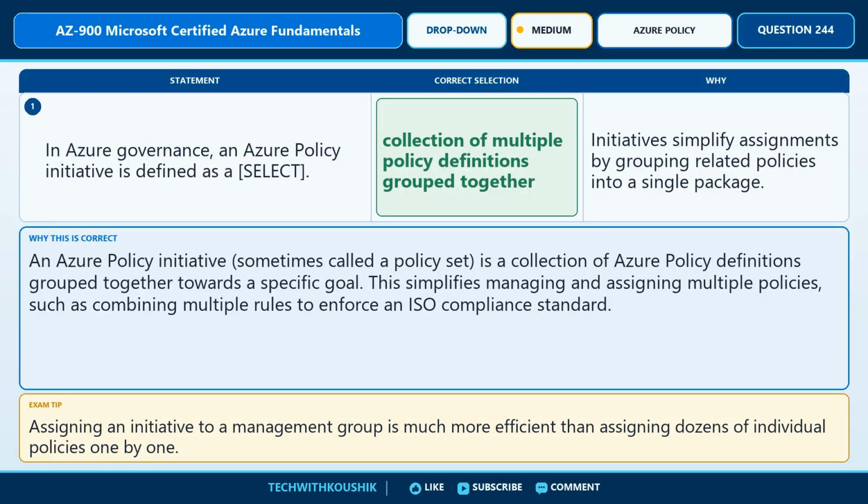The answer for statement 1 is collection of multiple policy definitions grouped together. Initiatives simplify assignments by grouping related policies into a single package. Keep this point in mind for the exam. Assigning an initiative to a management group is much more efficient than assigning dozens of individual policies one by one.